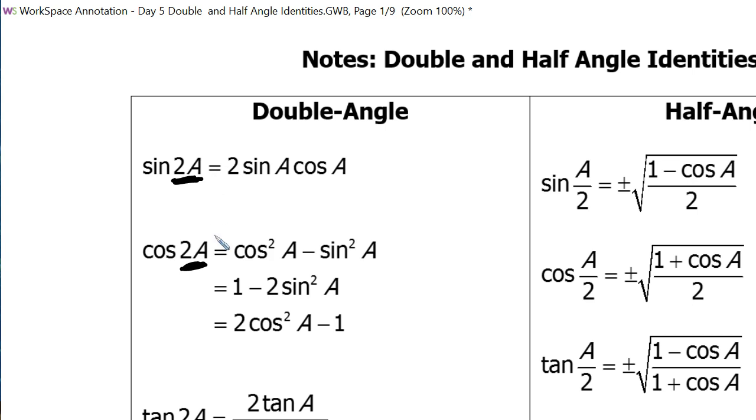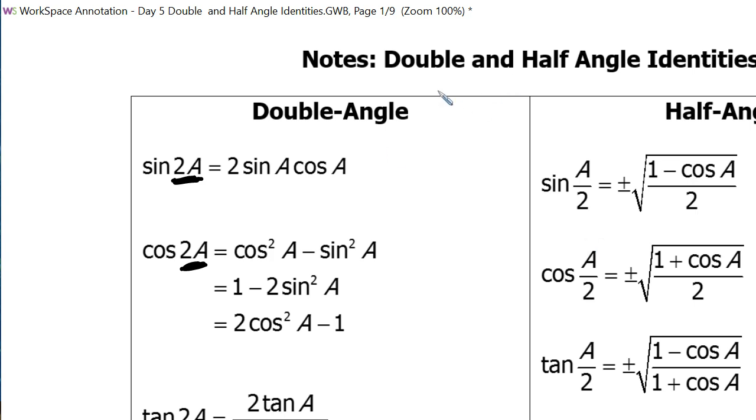Now, if all you have is the sine value, then you have to use the second formula. If the only thing you have is cosine, you would have to use the bottom formula. But if you know sine and cosine, you could use the first one, or you could use any of the 3. It doesn't matter. It just depends on what information you have.